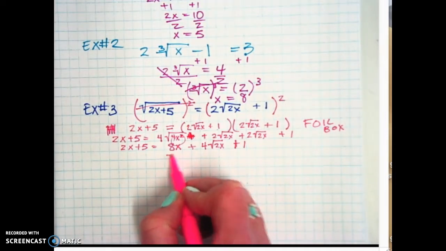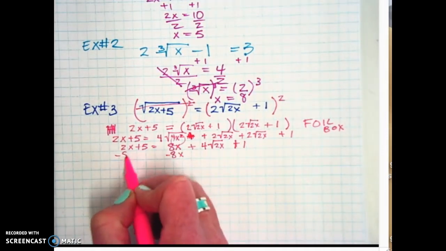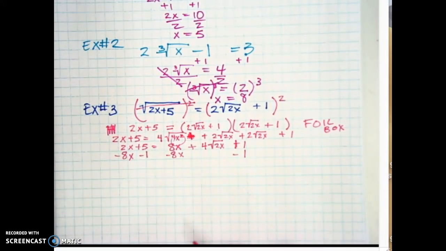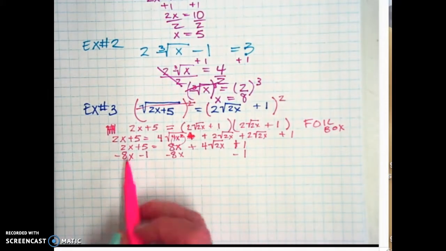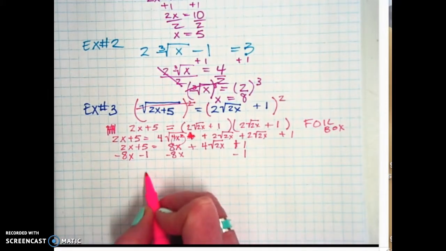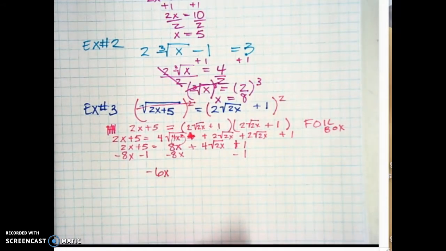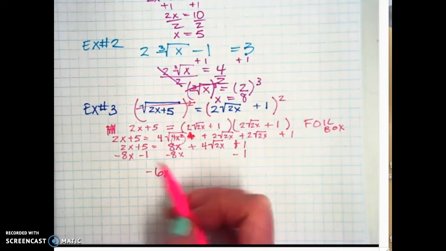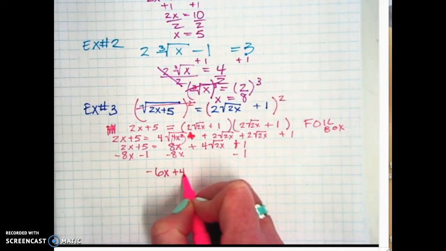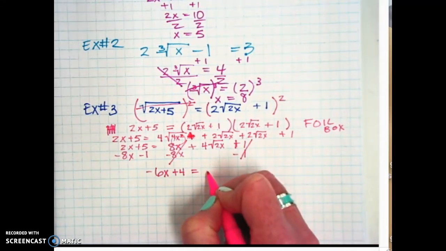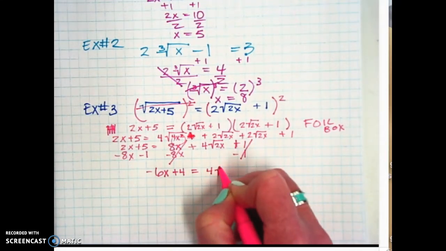So we can subtract 8x, and we can subtract the 1. You can do that in 2 separate steps if you want to. I like to do it in 1 step. So 2x minus 8x is negative 6x. And then 5 minus 1 is 4. These are opposites, and that gets us down to the 4 square roots of 2x.